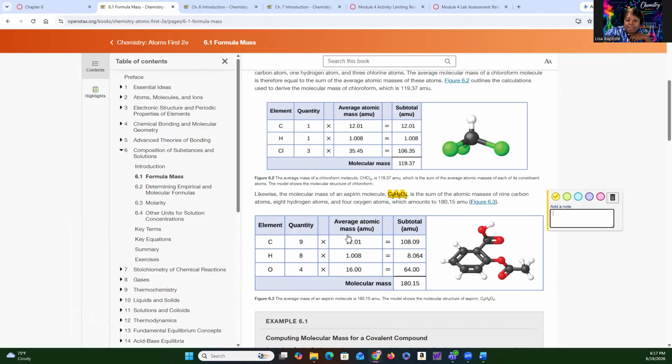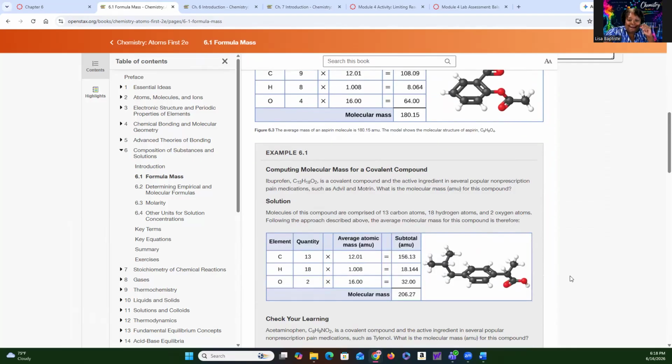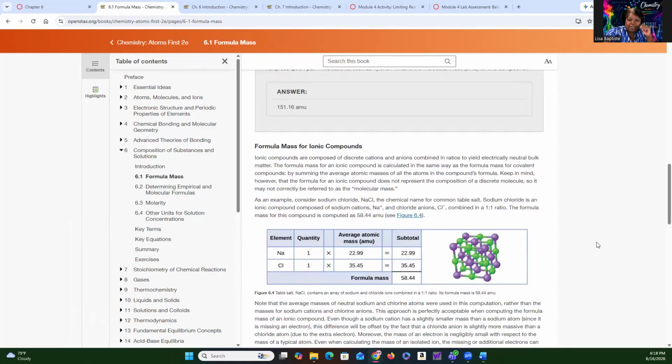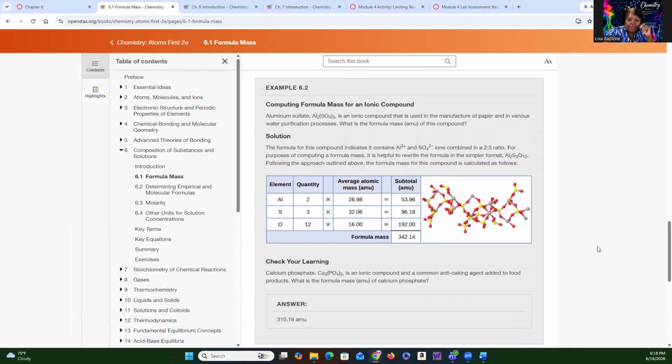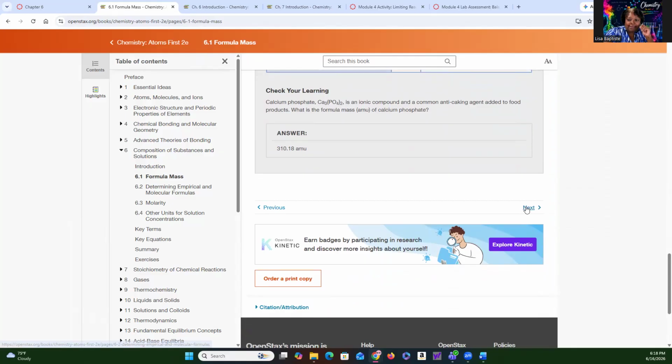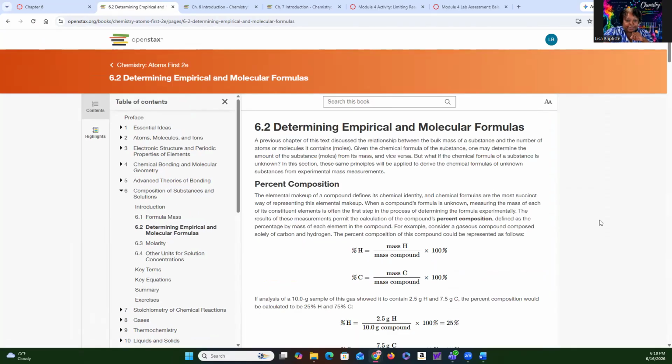So again, we're going to multiply the number of atoms by our mass. For carbon, we get 108.09. For hydrogen, 8.064. And for oxygen, 64.00. Then remember, we're going to add all those numbers up. We get 180.15. So that is how you calculate your molecular mass for a compound. And so go through, there are a couple more examples that you can look at so that you can get practice in calculating your molecular mass.